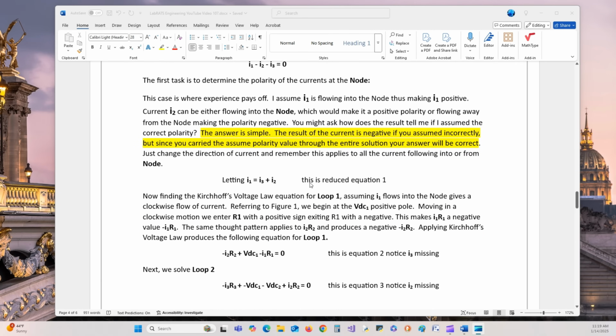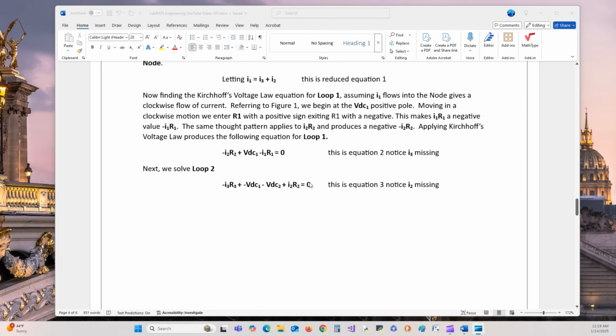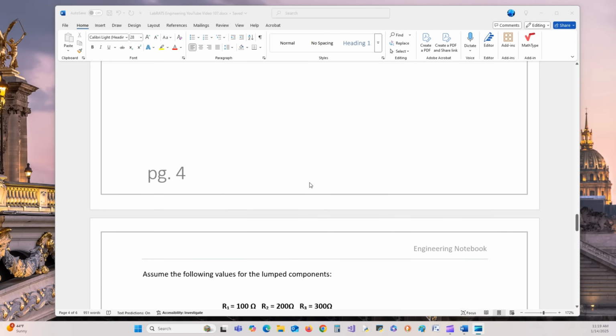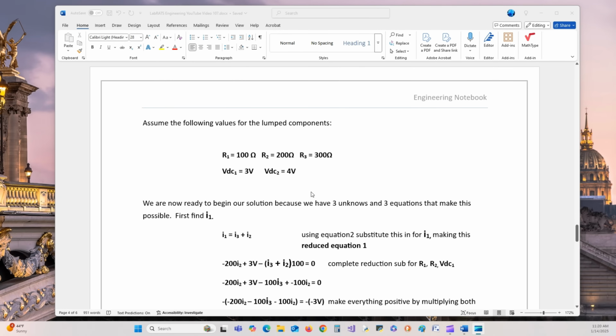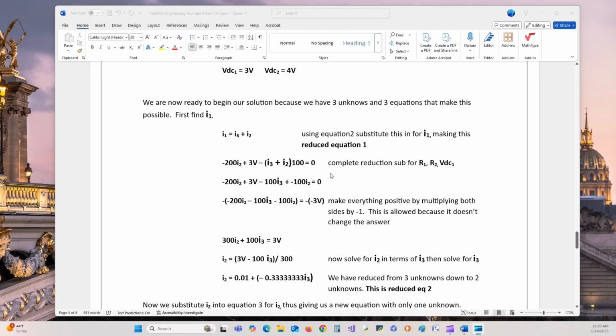So here we just go over again a review of how we created the equations. Let's go ahead and solve the equations by assuming the following values for the lumped components. R1 equals 100 ohms, R2 equals 200 ohms, R3 equals 300 ohms. VDC1 is 3 volts and VDC2 is 4 volts.